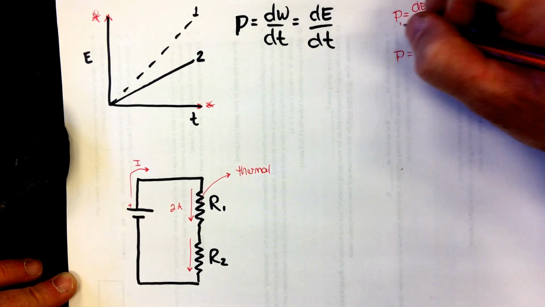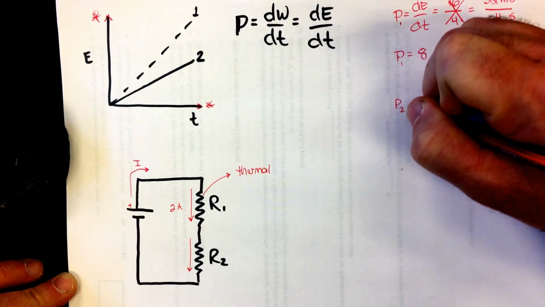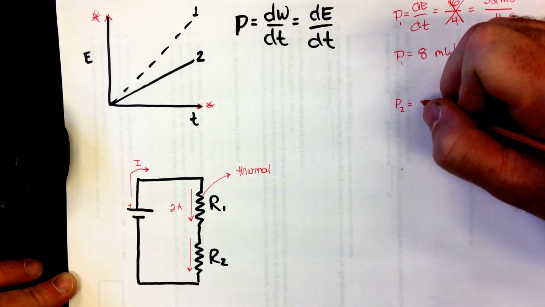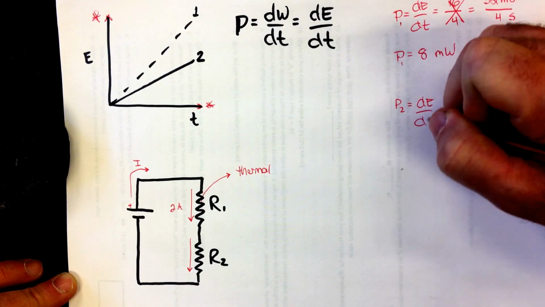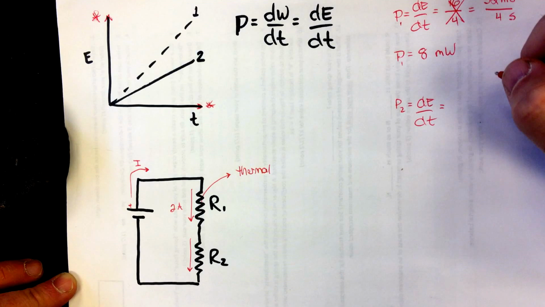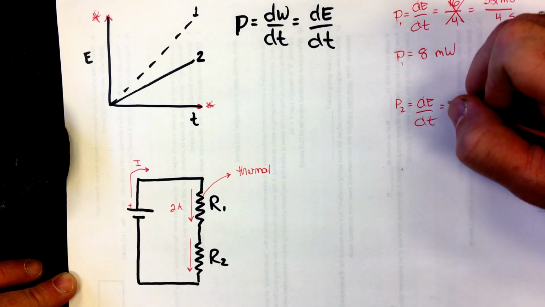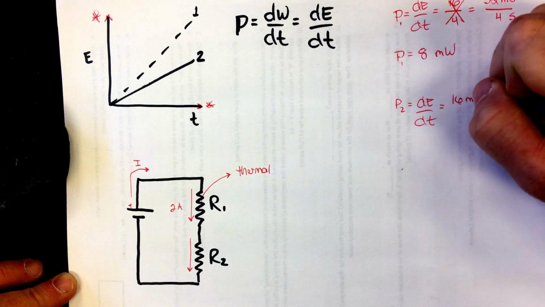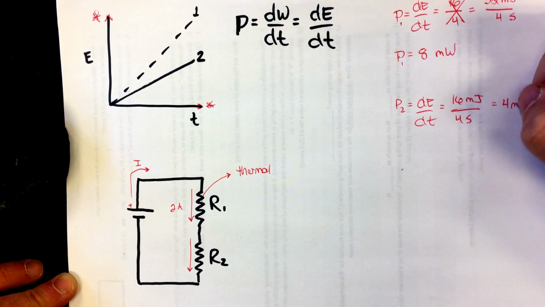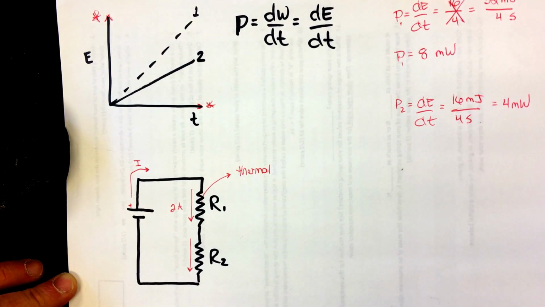And we can kind of do that again if that's resistor number 1. Resistor number 2 would be also dE over dt, but it's going to be a smaller value. In this case, it's going to be half of that. It's 4 lines up. Each line is 4 millijoules, so it's going to be 16 millijoules over 4 seconds, which is going to give us 4 milliwatts.